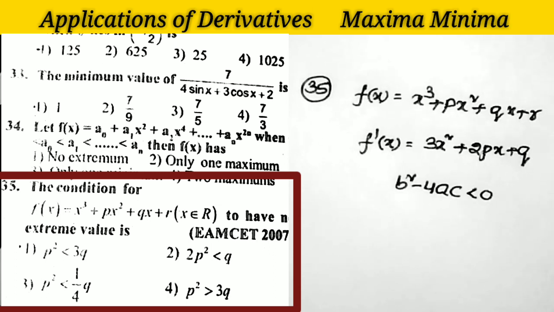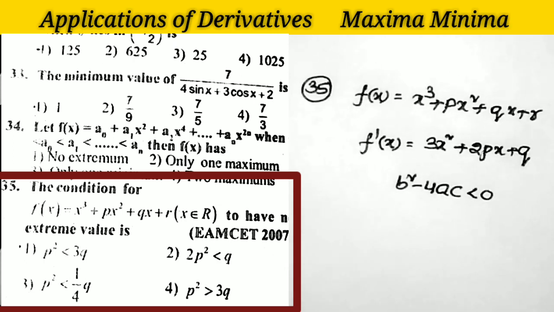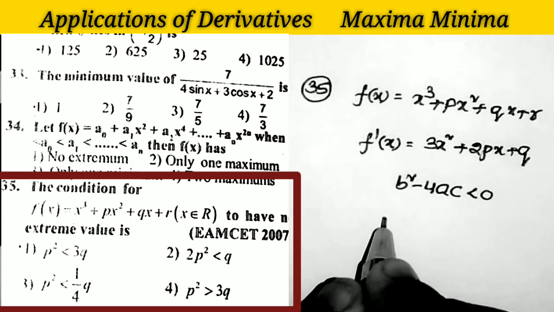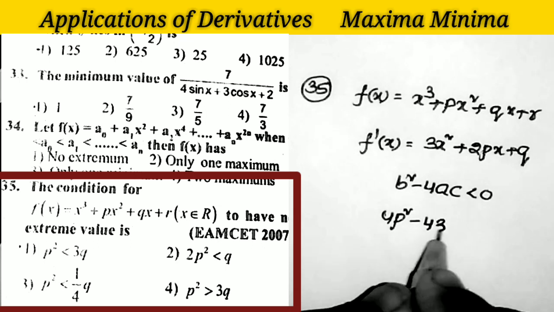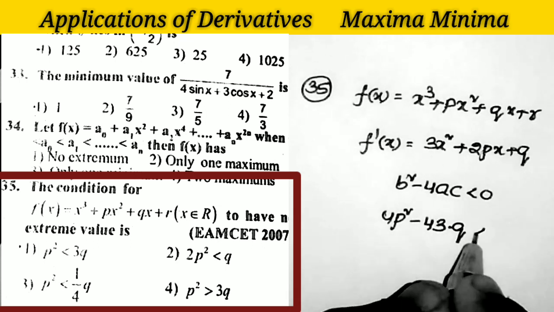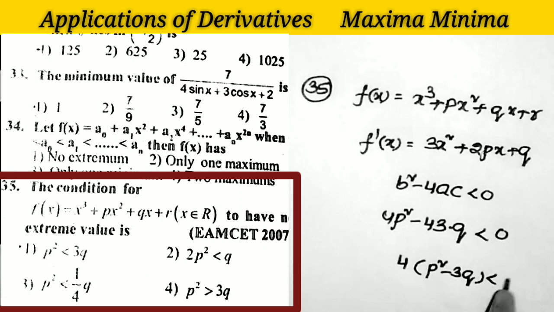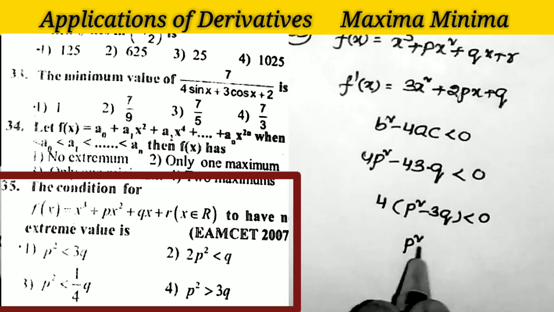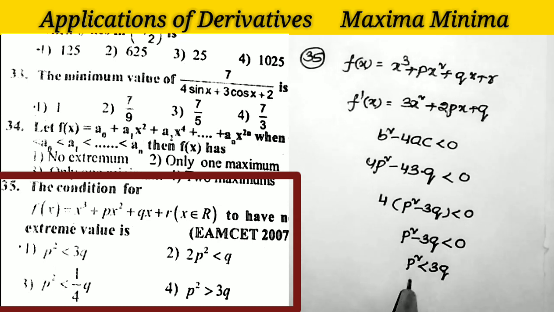For that, what is the condition here? For the equation f dash of x equal to 0, the condition is b square minus 4ac less than 0. Now replacing the values. What is the b square value? b is equal to 2p. 4p square minus 4 into a value 3 and c value q. That is, taking 4 common here, then we get p square minus 3q less than 0. So the answer is p square minus 3q less than 0, that is p square less than 3q. That's all, and this is the first option.